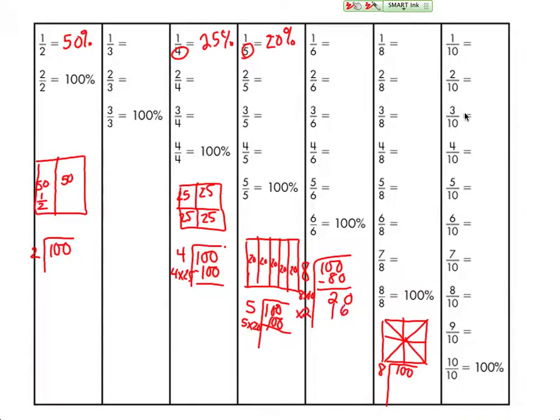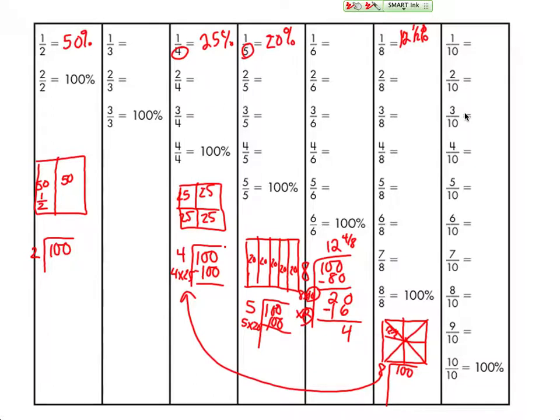Which is 16. And when I subtract, I'm left with 4. Okay? So what I have here is 12 and 4 eighths. Isn't 4 eighths the same as what in its lowest denominator? 1/2. So what we're saying is this is equal to 12.5%, right? Isn't 12.5 half of 25? Okay. So fourths and eighths are related.